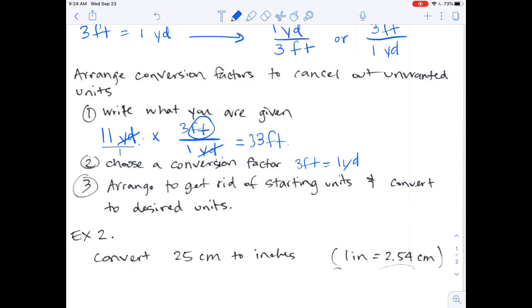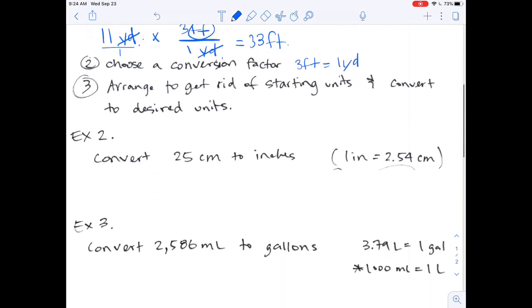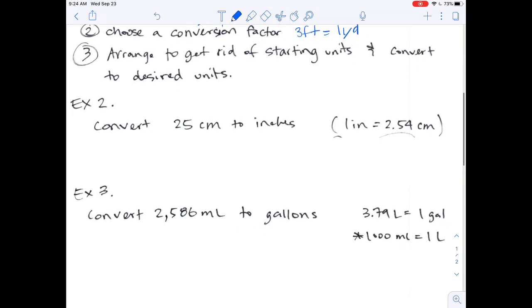Okay, so this way to solve problems is super, super useful for this class and for other classes beyond. Let's take a look at another example. I've got convert 25 centimeters to inches. Okay, first step. Oh, by the way, you might not know all the conversion factors. That's fine. That's why I wrote this one here. You can see that it's got 1 inch equals 2.54 centimeters.